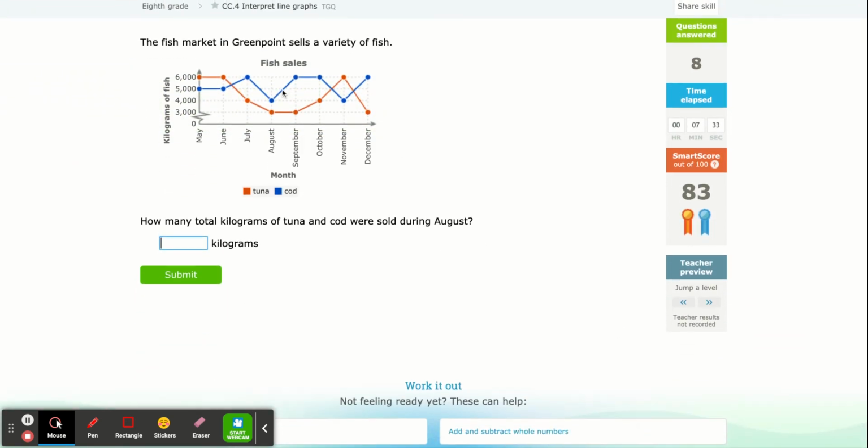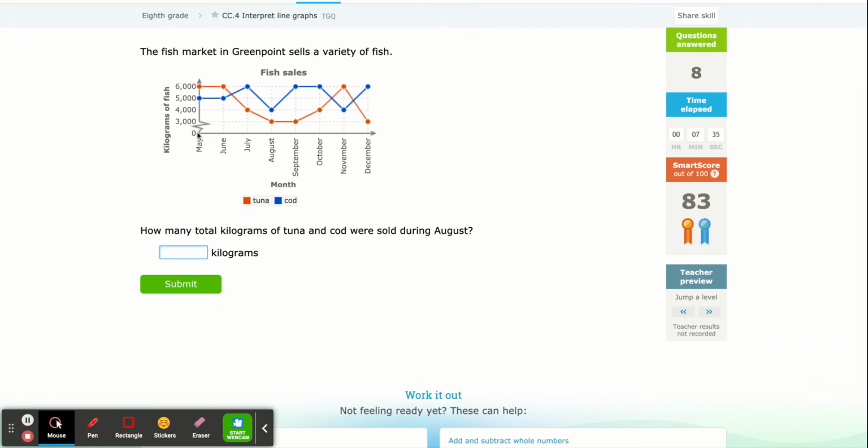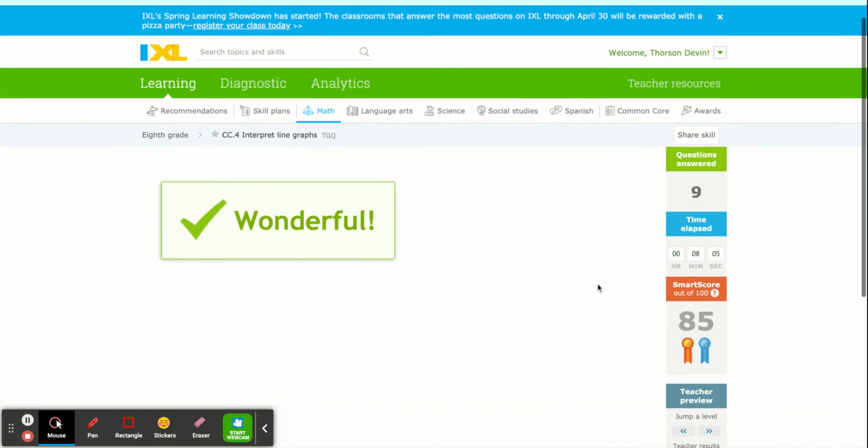There's two graphs. Again, look at this little squiggly line. That just means that there's a lot of space in between 3,000 and 0. They're not showing the whole graph. But we have two graphs, one of tuna, one of cod. And here is the kilograms of fish apparently that they were selling. Here's the month they were selling them. How many total kilograms of tuna and cod were sold during August? So I find August. I'm going to do both tuna and cod. So I have 4,000 for one, 3,000 for the other. That would be a total of 7,000.